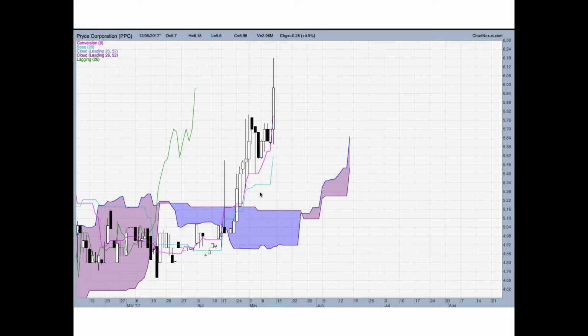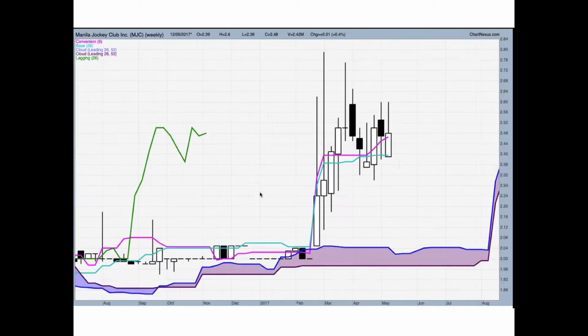PPC is also a strong stock because its price is above the Ichimoku elements. Notice that the Chikou span has no resistance above it. It is trading at an all-time high. What else is there to stop PPC from moving up further?